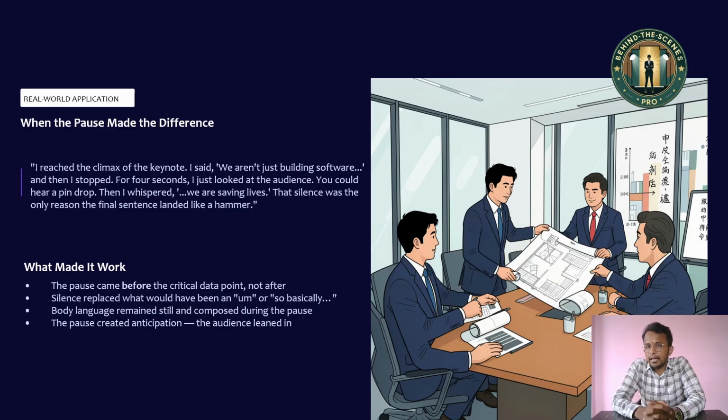The same impact could not have been done if I had not used that pause. What made it work? The pause came before the critical data point. What are we actually doing? We are saving lives. But instead of saying it casually, I took a pause. I made sure they feel the intensity, they feel the seriousness of that next sentence.